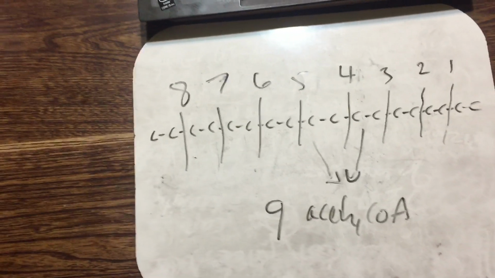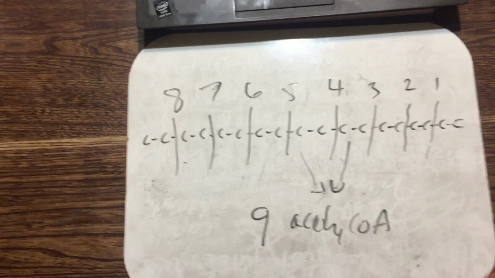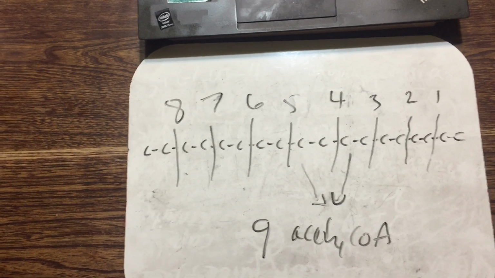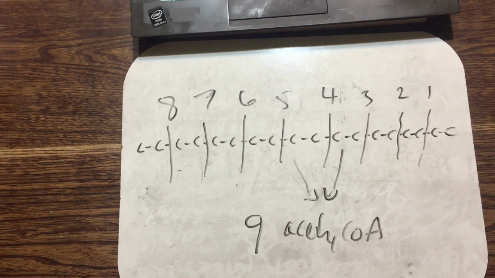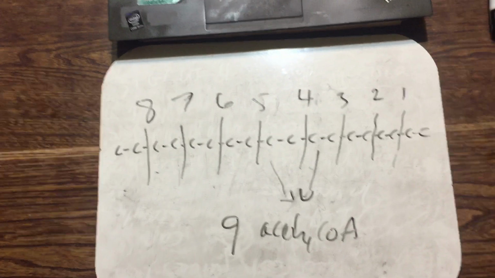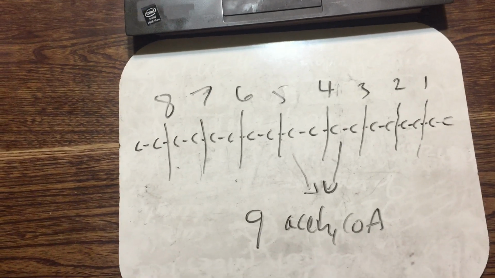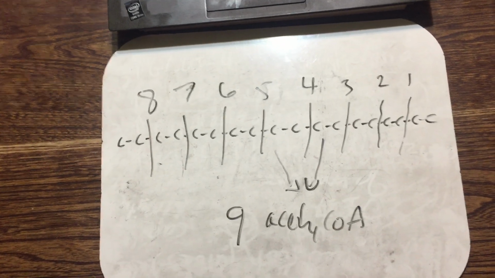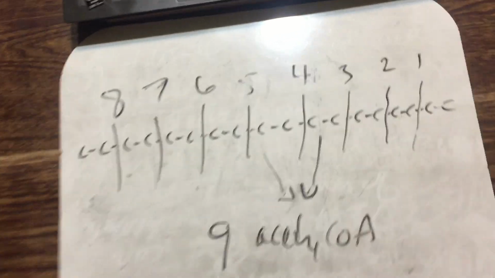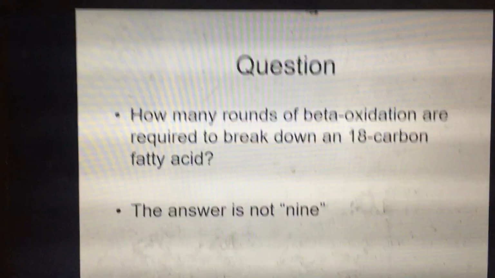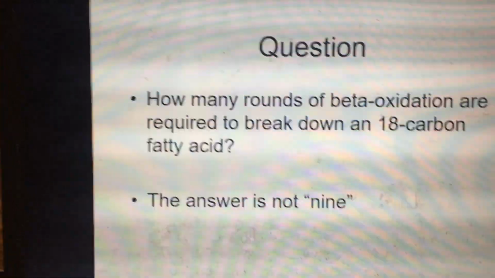So if you do the math, with an 18 carbon fatty acid, you're going to have well over 100 ATPs produced from the breakdown of that fatty acid. Whereas with glucose, recall that you only had 36 ATPs produced with the breakdown of a glucose aerobically. So the correct answer to this question is 8.